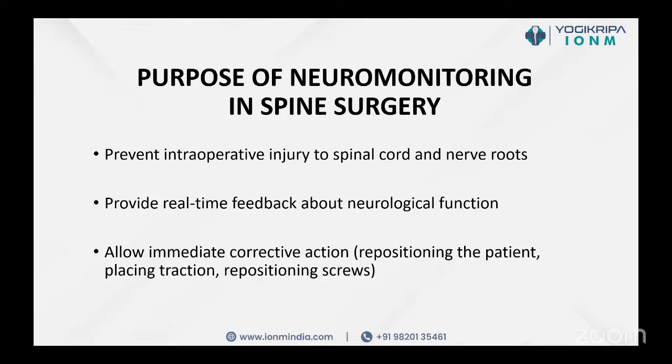In the same way, while placing screws, after every screw is placed or any instrumentation is done, we take a reading. If there is any drop in the reading, then the surgeon has to be informed and the steps have to be retraced.